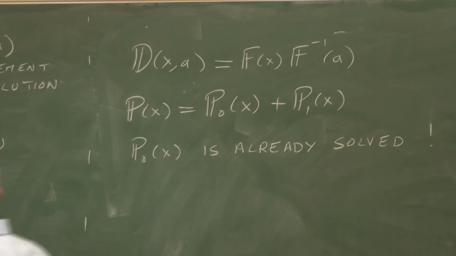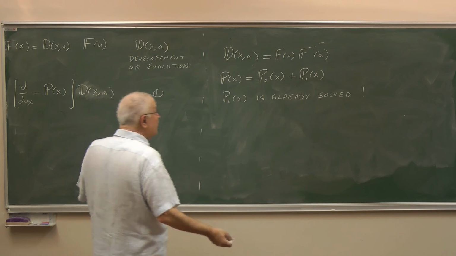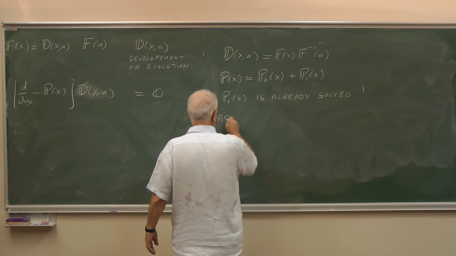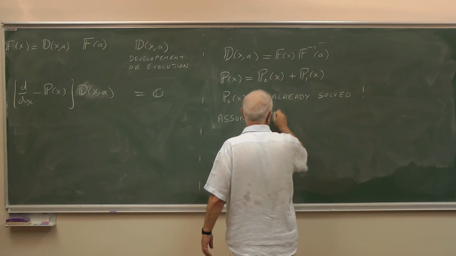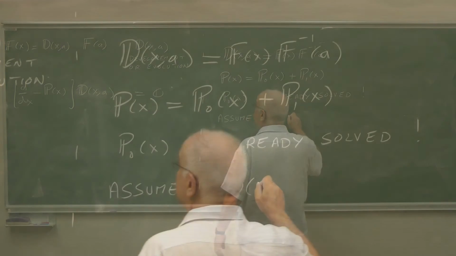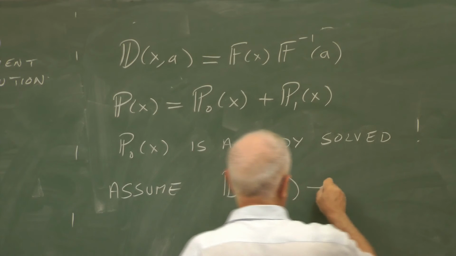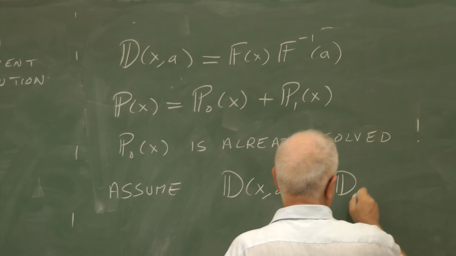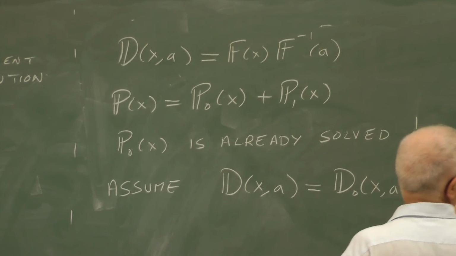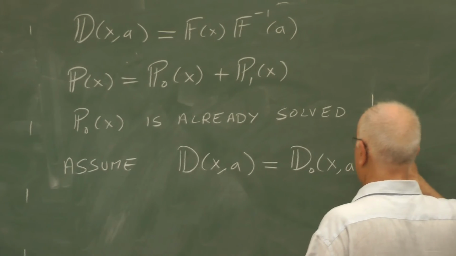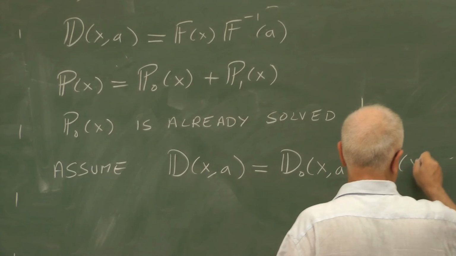The results are well known. And I will assume that d of xa is d0 xa d1 xa.